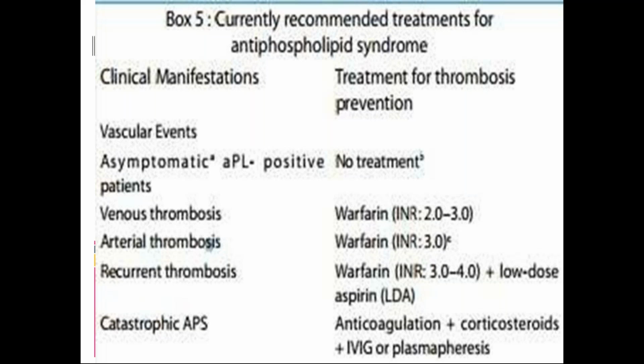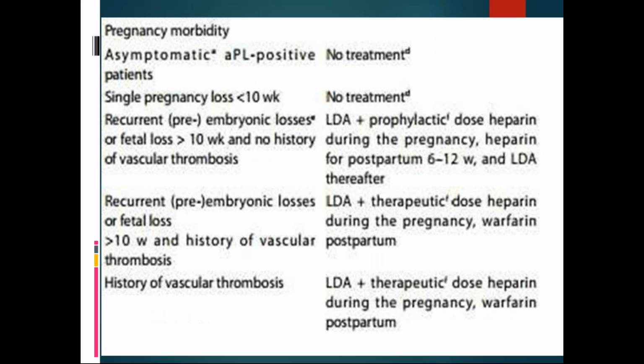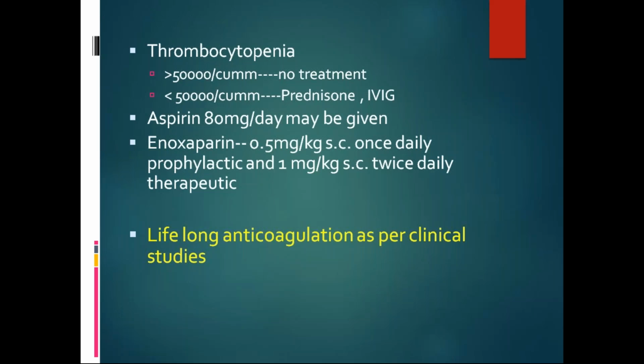And another thing, this is how to give prophylactic heparin and all that. It's not that important, but try to remember that heparin has to be given. And if there is thrombocytopenia in these patients, if the platelet count is more than 50,000, no treatment is necessary. If the platelet count is less than 50,000, then prednisolone, that is a steroid, has to be given.